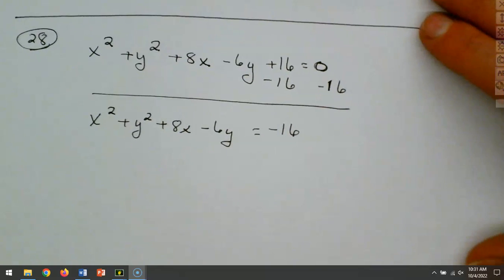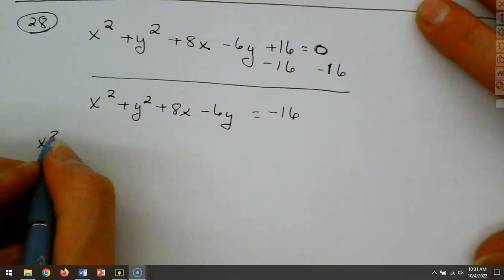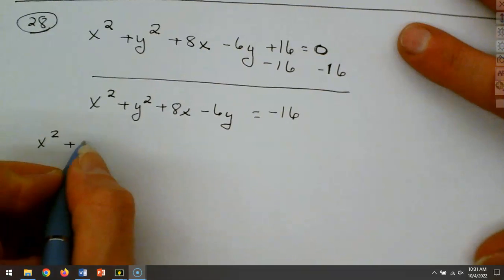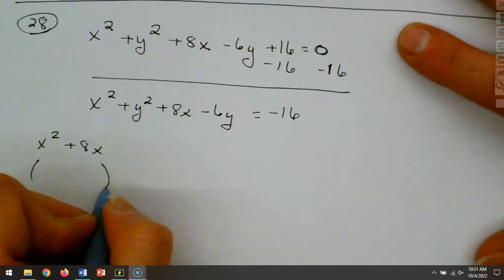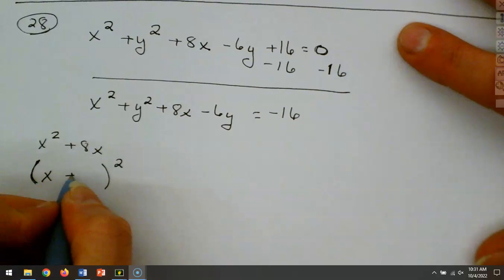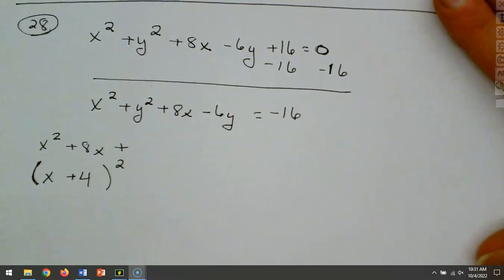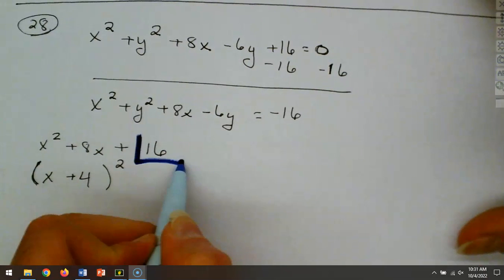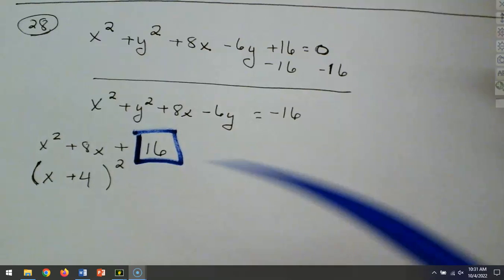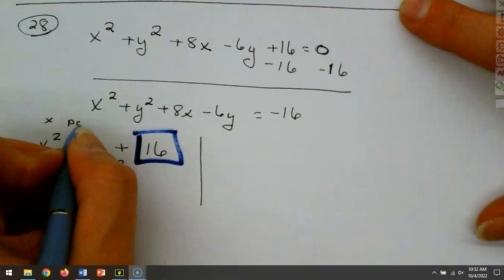Now we can complete the square. So we've got x squared plus 8x. What's that going to factor into? Yep, x plus 4. Okay. And what are we going to have to add in? 16. Okay, and make sure you keep track of that. Very, very important that you keep track of that, because that's going to have to be added back in a moment. And that was the x part.